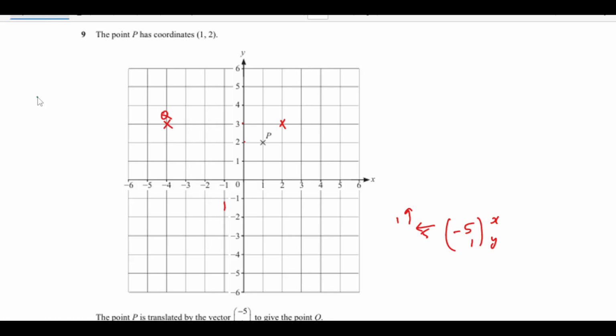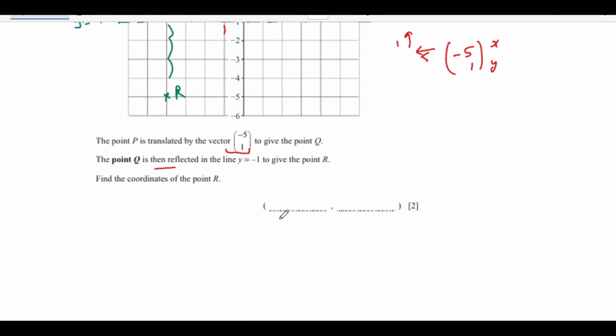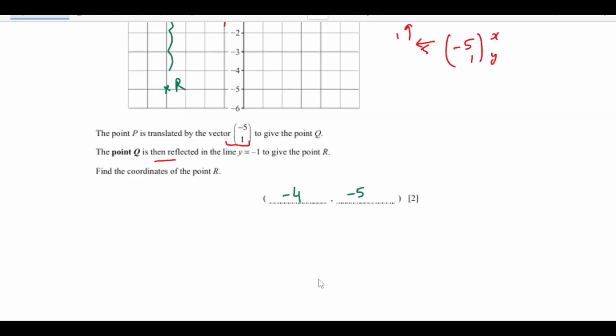Okay, what is the line? y equals negative 1. y equals negative 1 is this line. So from this point, count how many squares there are: 1, 2, 3, 4 from the mirror line. So 4 units down, then 1, 2, 3 and 4. So this is the reflection, which is named as R. Find the coordinates of R. The coordinates of R are going to be negative 4 and negative 5. X is negative 4, y is negative 5, right?